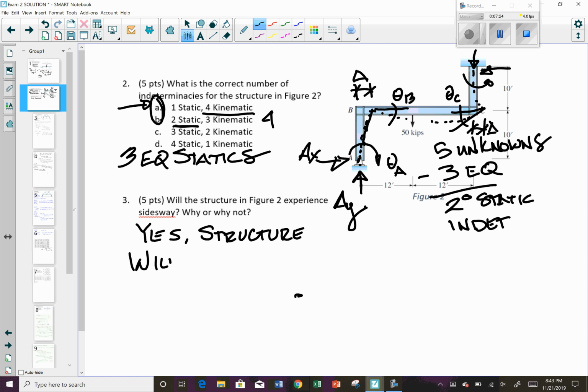Structure will sway, side sway. And the reason of this is because our boundary conditions are not symmetric.